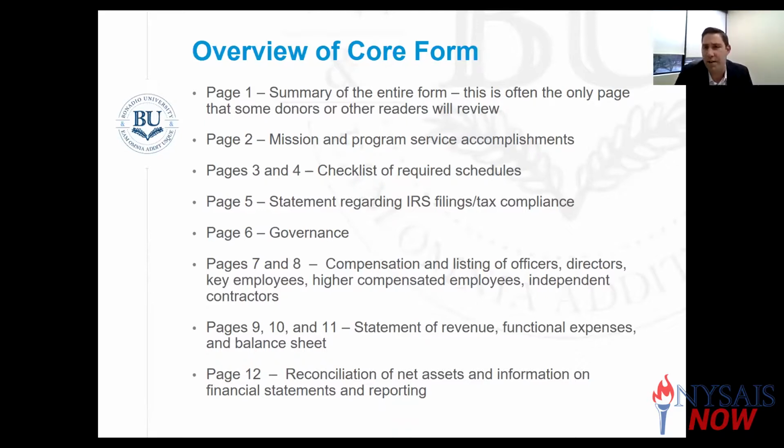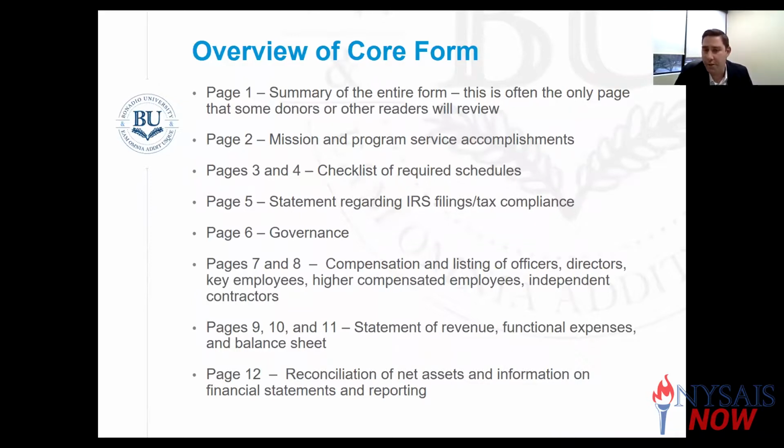Page one is the summary of the entire form. You can get a lot of information from page one. A lot of folks may just look at page one. What that gives is a summary of your financial information, assets, liabilities, revenue, and expenses. It gives a summary of your mission.